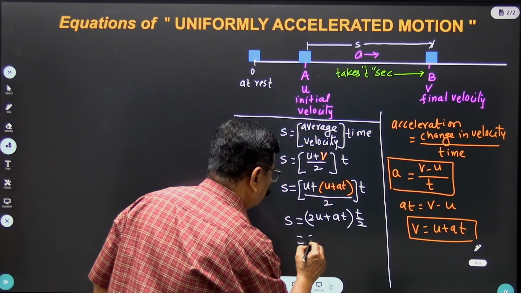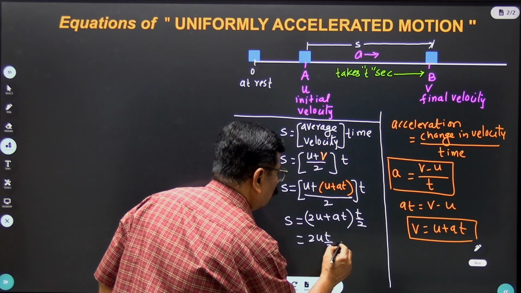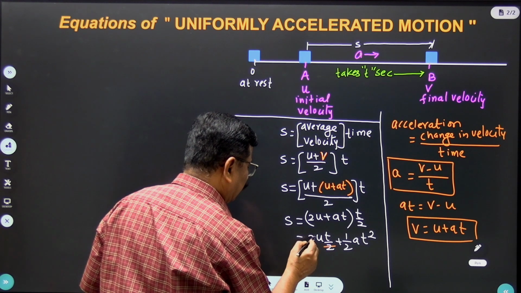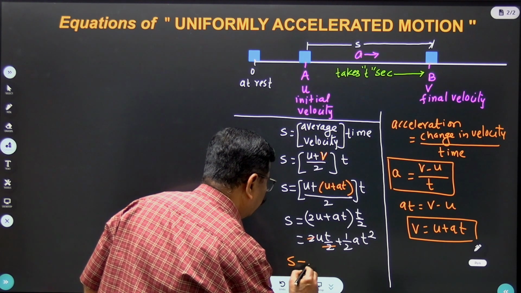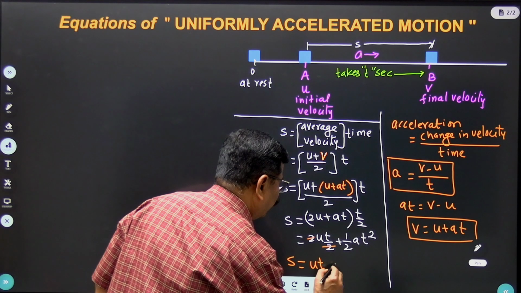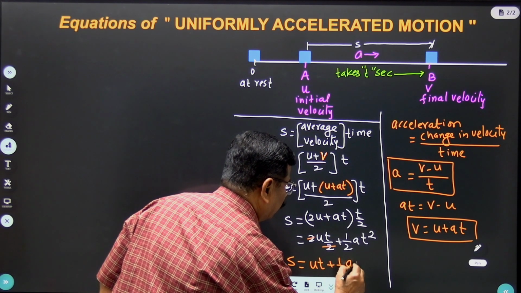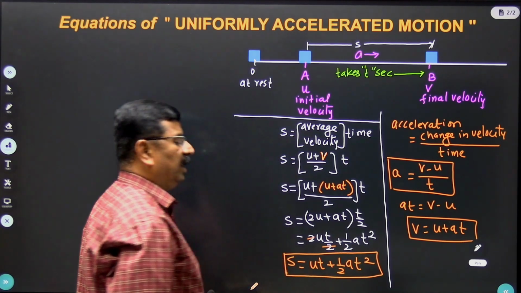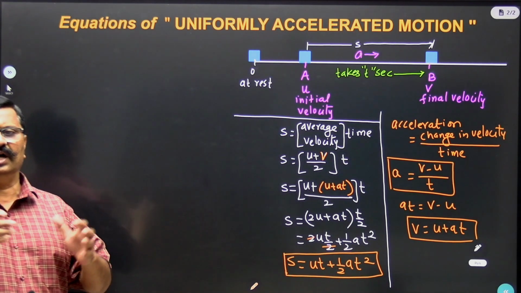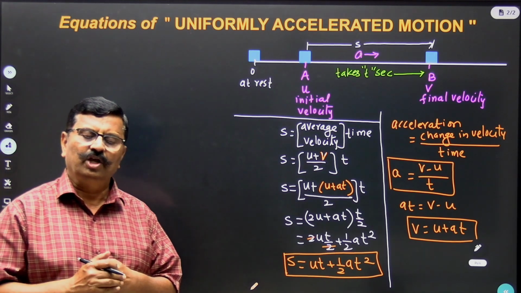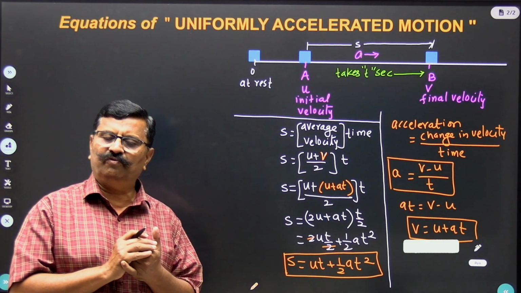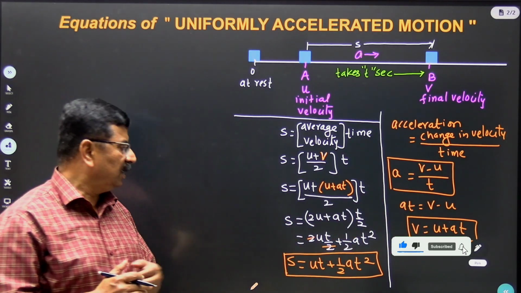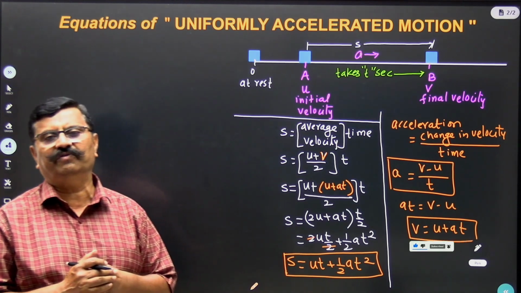So this will be 2u into t by 2 plus half at square. Now this 2 will cancel and the second kinematic equation, or second equation of uniformly accelerated motion, is here. S is equal to ut plus half at square. So very simple thing. We have got the first equation of the uniformly accelerated motion as v is equal to u plus at, and the second equation as s is equal to ut plus half at square.